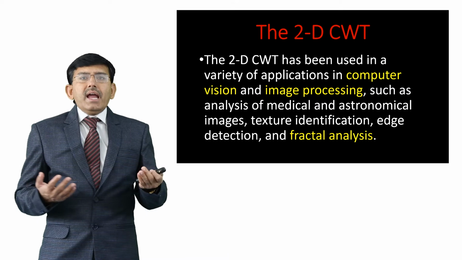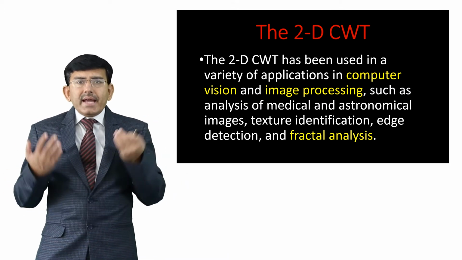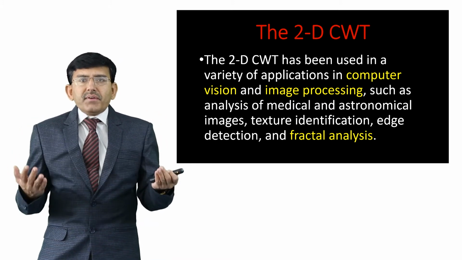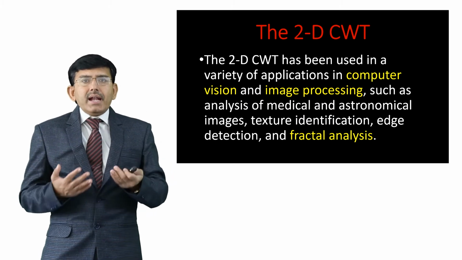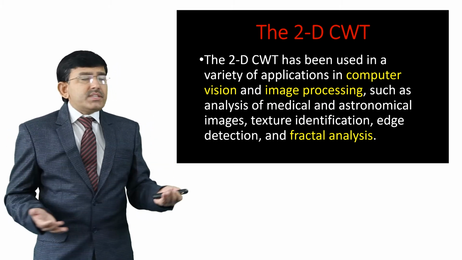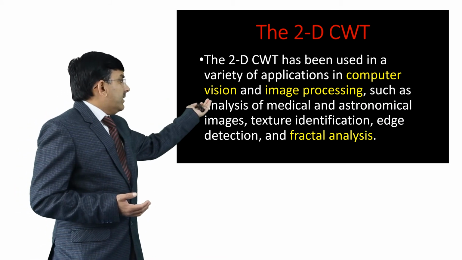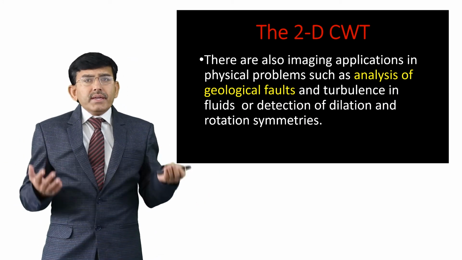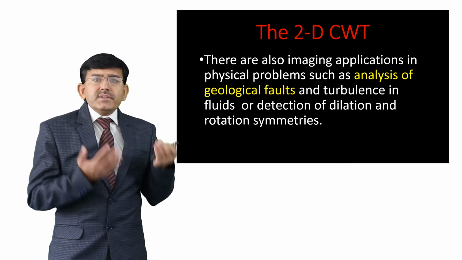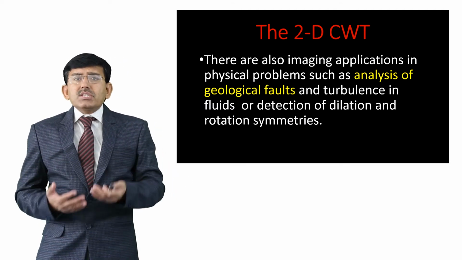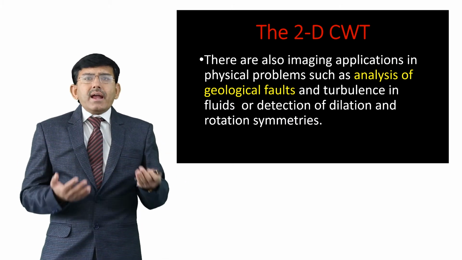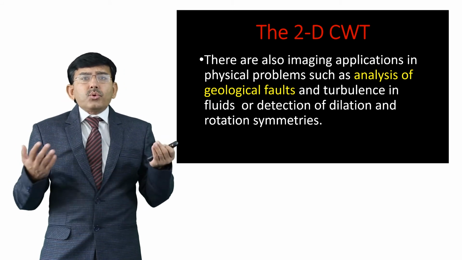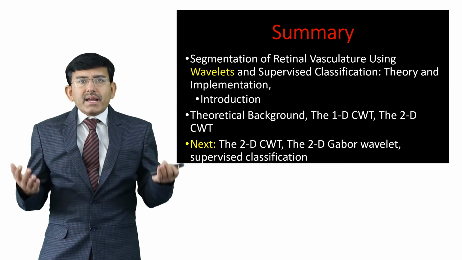The 2D CWT has been used in a variety of applications in computer vision and image processing, such as analysis of medical and astronomical images, texture identification, edge detection and fractal analysis. There are also imaging applications in physical problems such as analysis of geological faults and turbulence in fluids or detection of dilation and rotation symmetries.